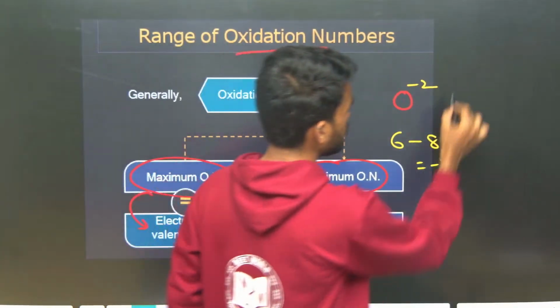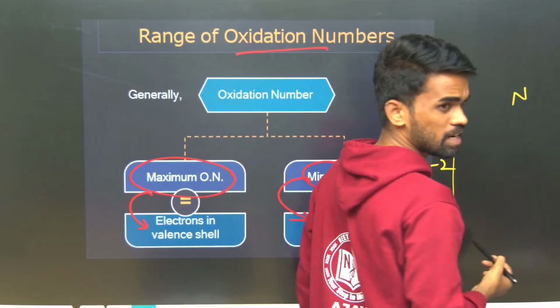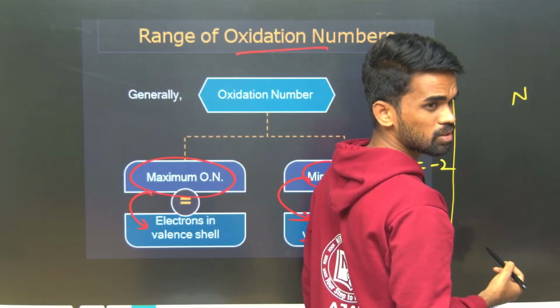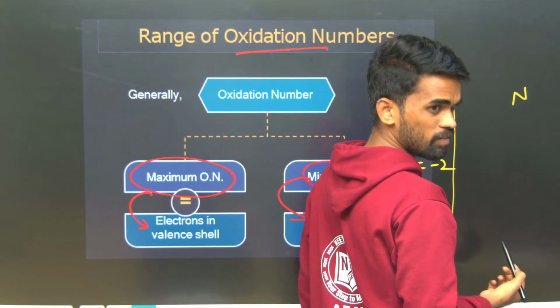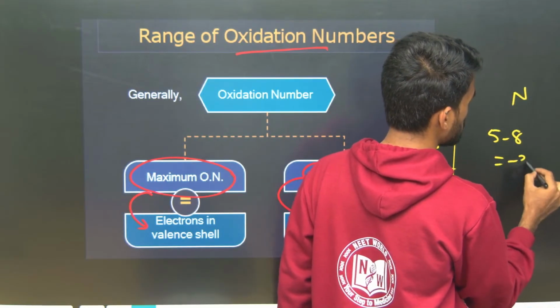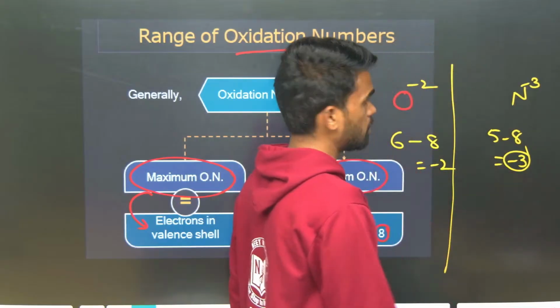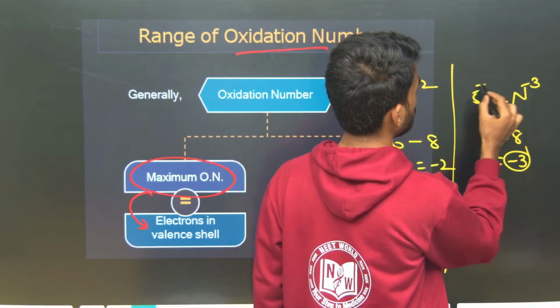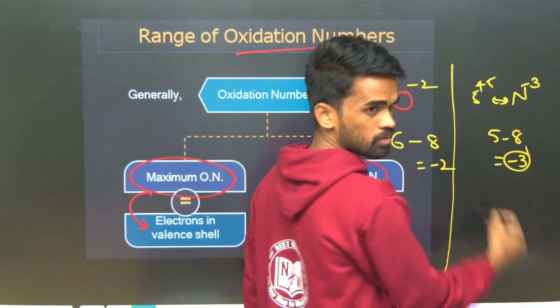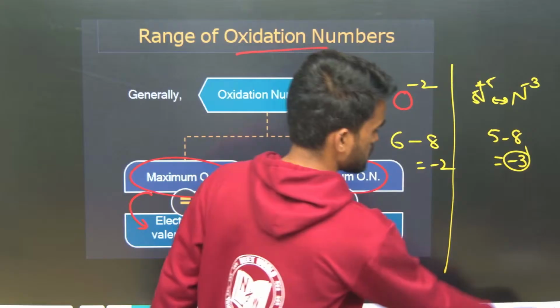Okay, now look here. I am taking one more example. Nitrogen, I am taking. How many valence electrons are there? Sorry, 5 valence electrons are there. So you should take 5 minus 8. What is the minimum oxidation state possible? -3. That's it. Maximum +5. Nitrogen with +5. Okay, clear now? Next.